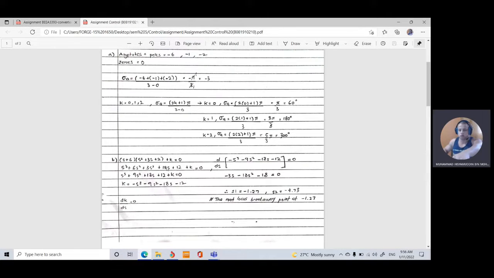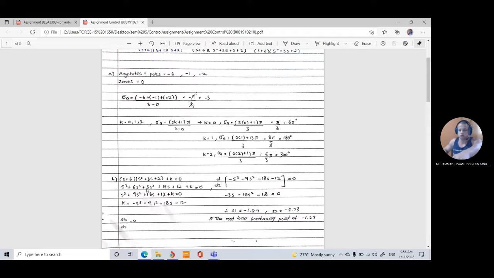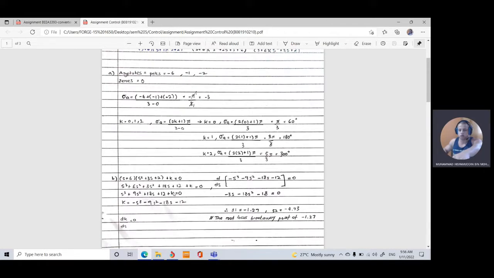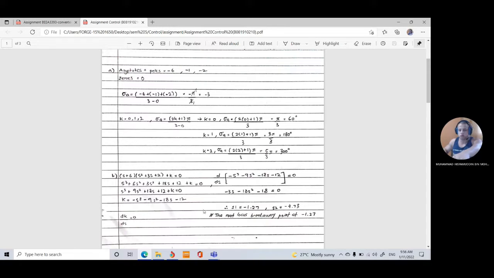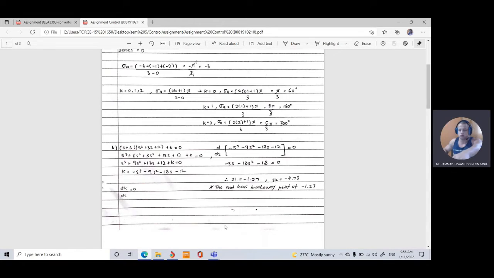This is the solution for the breakaway point by using the transfer function given. Then I get the root locus breakaway point at negative 1.27. This is derived from this equation. Negative 3s minus 18s squared minus 18. That's for the breakaway point.